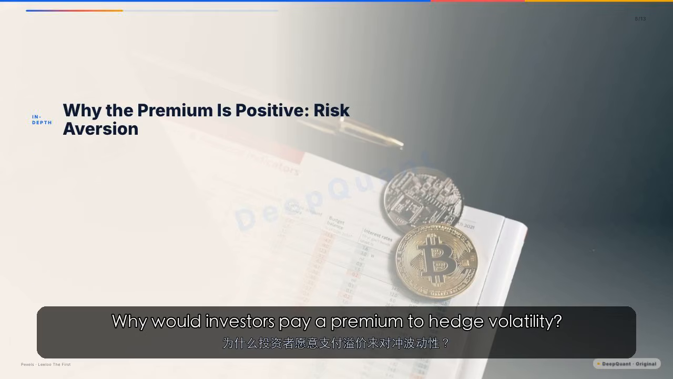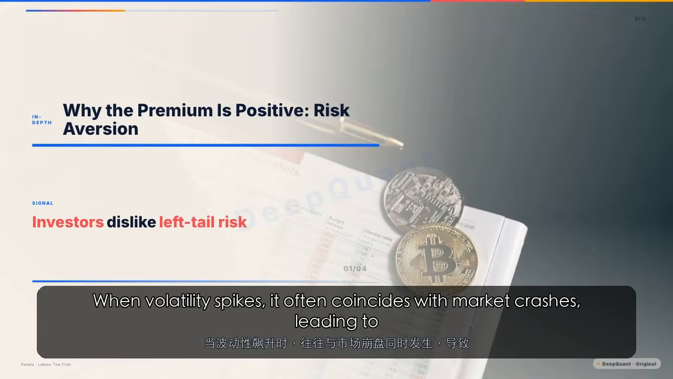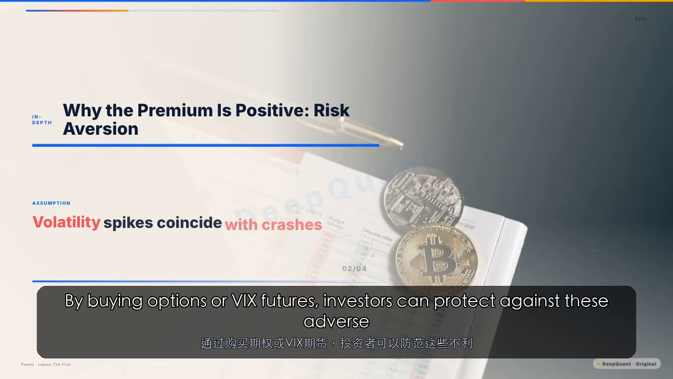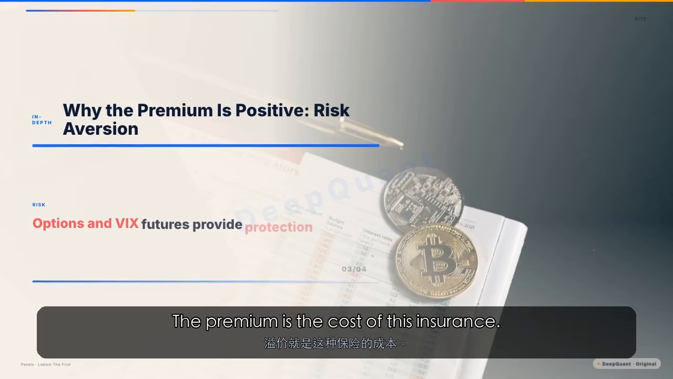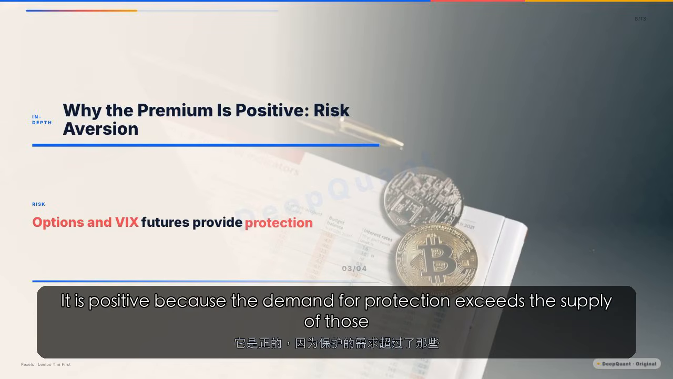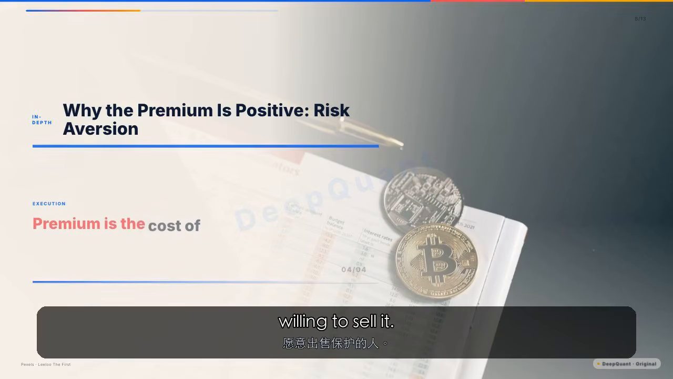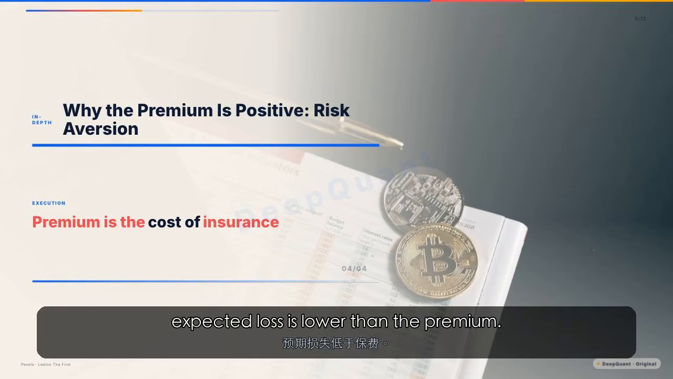Why would investors pay a premium to hedge volatility? Because they are risk-averse and dislike left-tail risk. When volatility spikes, it often coincides with market crashes, leading to large losses. By buying options or VIX futures, investors can protect against these adverse scenarios. The premium is the cost of this insurance. It is positive because the demand for protection exceeds the supply of those willing to sell it. This is analogous to why homeowners pay for fire insurance even though the expected loss is lower than the premium.